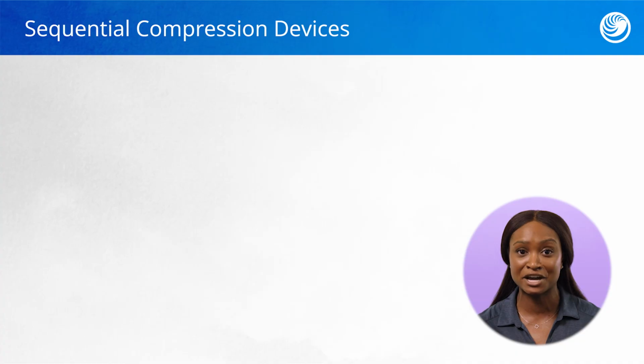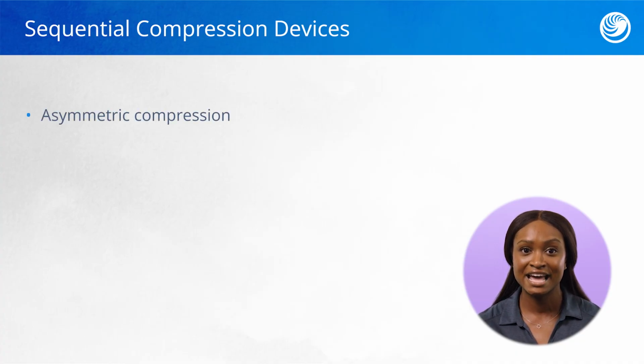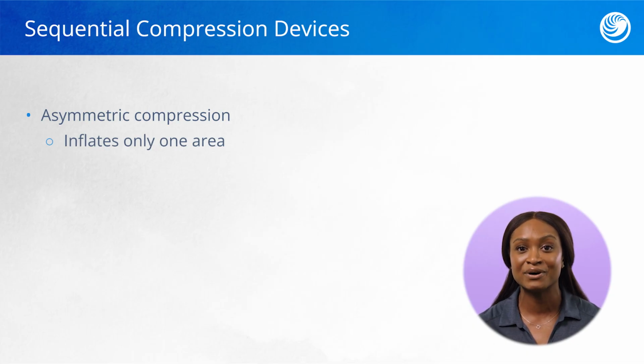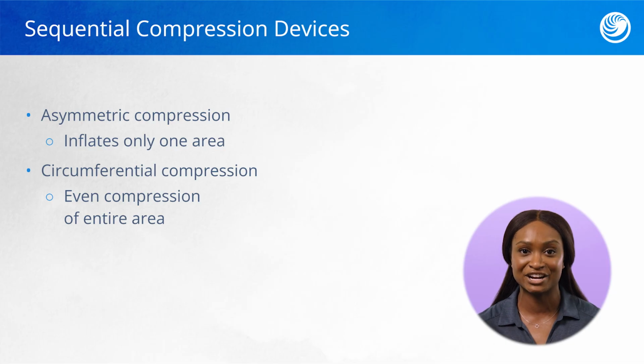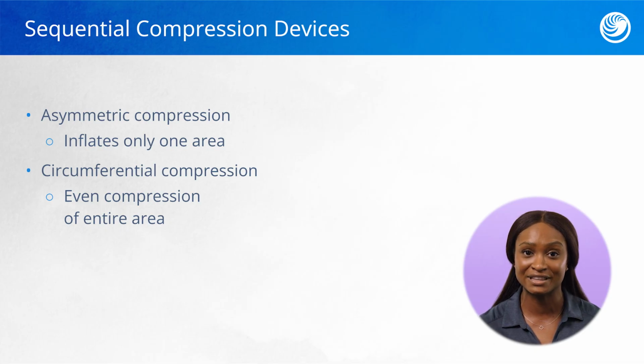SCDs can be used in a couple different modes. During asymmetric compression, the device inflates only one area at a time. For example, the SCD will alternate from compressing the lower right leg to the upper right leg, and then switch to the left side. During circumferential compression, the device allows even compression to the entire area, such as compressing the entire right leg and then alternating to compressing the entire left leg.